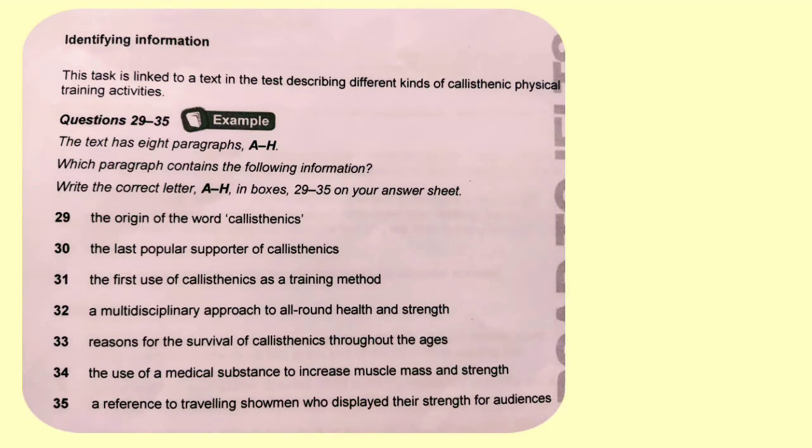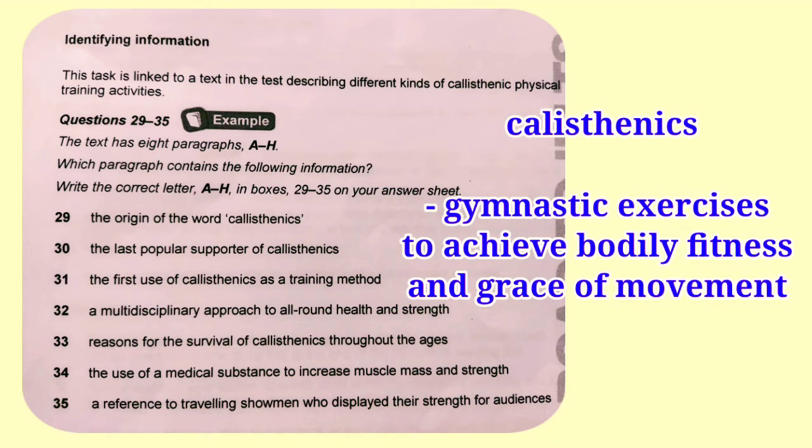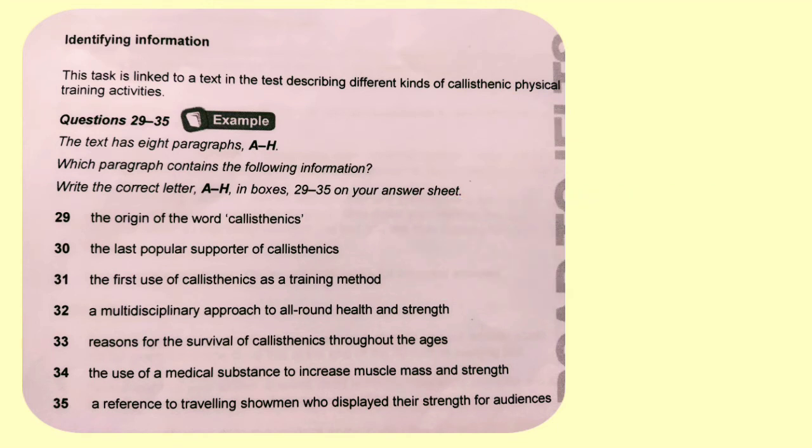The last one is identifying information. This task is linked to a text in the test describing different kinds of calisthenic physical training activities. Calisthenics are gymnastic exercises to achieve bodily fitness and grace of movement. In this example, the text has 8 paragraphs labeled A to H. And you are going to locate which paragraph contains the following information.